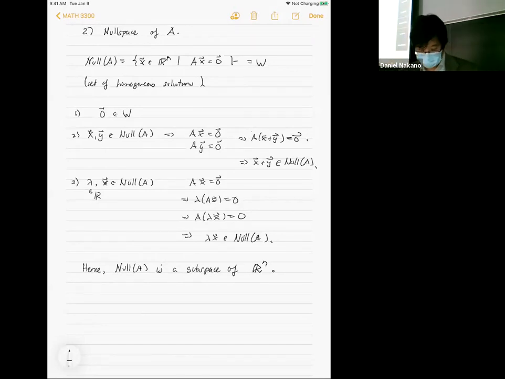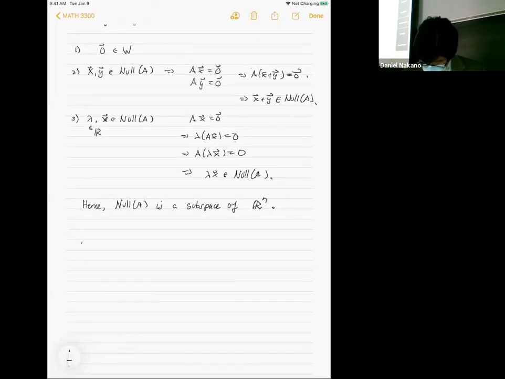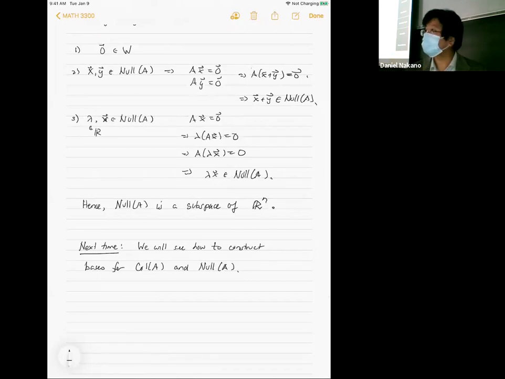So next time, I'll leave you with a little cliffhanger. We will see how to construct or find bases for the column space of A and the null space of A. So we'll do that in the next class. Let me ask if there are any questions.